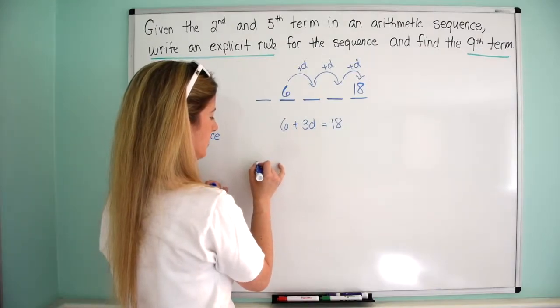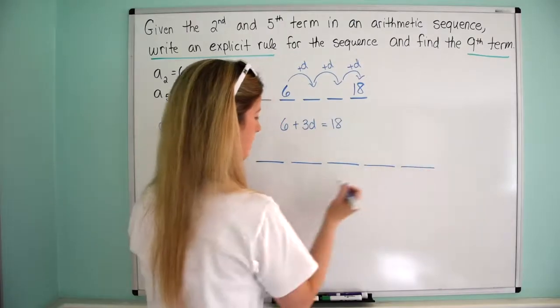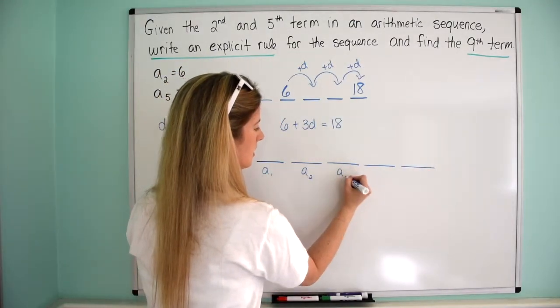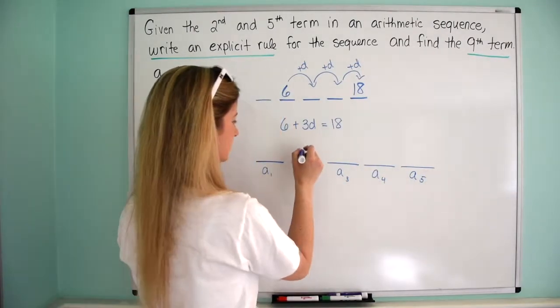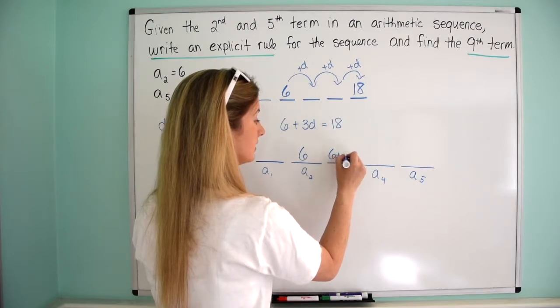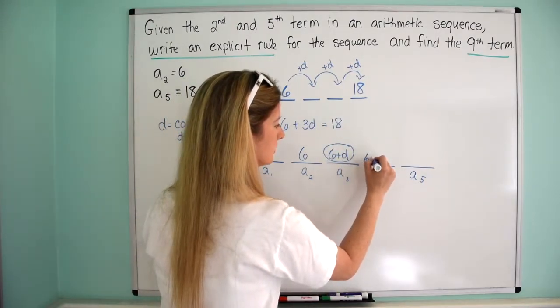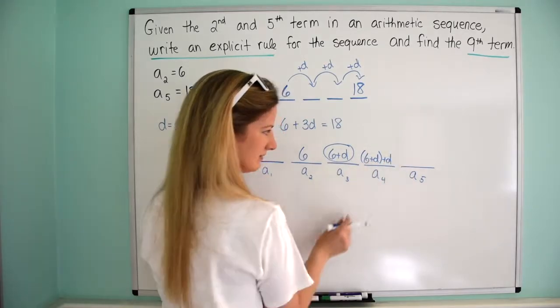Let's say I wrote it out again: 1, 2, 3, 4, 5. Again, this is our a sub 1, a sub 2, a sub 3, a sub 4, a sub 5. This one was 6. So then the third term is going to be 6 plus d. Then the fourth term is going to be the previous term, which is 6 plus d, and then plus d again.